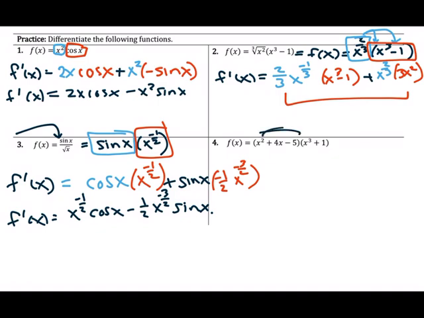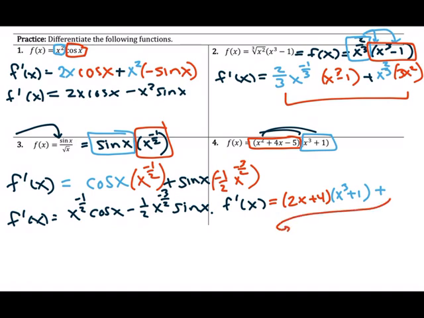Again, for number 4, you could expand this out and find the derivative of the polynomial, but I'm going to practice using the product rule here. If I take the derivative of the red term, I get 2x plus 4 times the blue term, x cubed plus 1, plus, keep the first term the same, and I'm running out of room, so I'm going to come down here, x squared plus 4x minus 5, times the derivative of the blue term, which is 3x squared. Again, for now, I'm okay with you stopping right here and not actually multiplying all of this out. That's the algebra part. The calculus part is being able to find the derivative using the power rule.